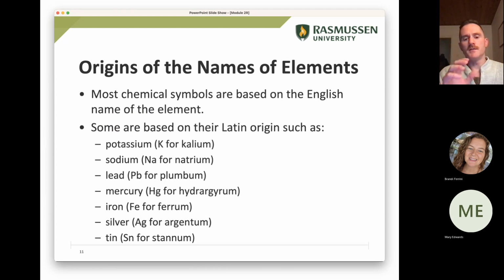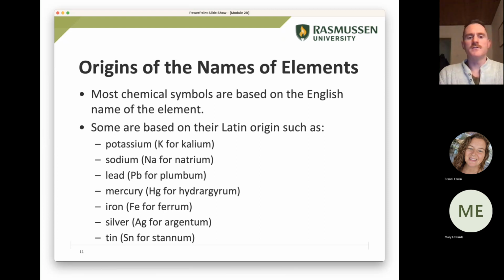Something that you should know about the names is that they don't always have the abbreviation that you're thinking of in your mind. For example, potassium you might think is PA or PO or PI or just P, but it's not. Potassium is K. Why? Well, it comes from Latin kalium. Sodium you might think is SO or SI, right? Well, it's not. It's just Na. It has nothing to do with the name sodium. It comes from natrium.